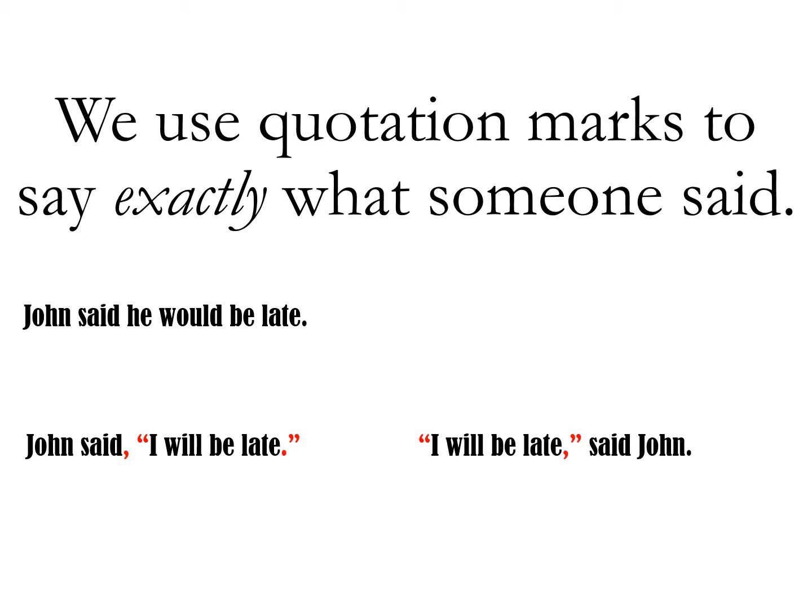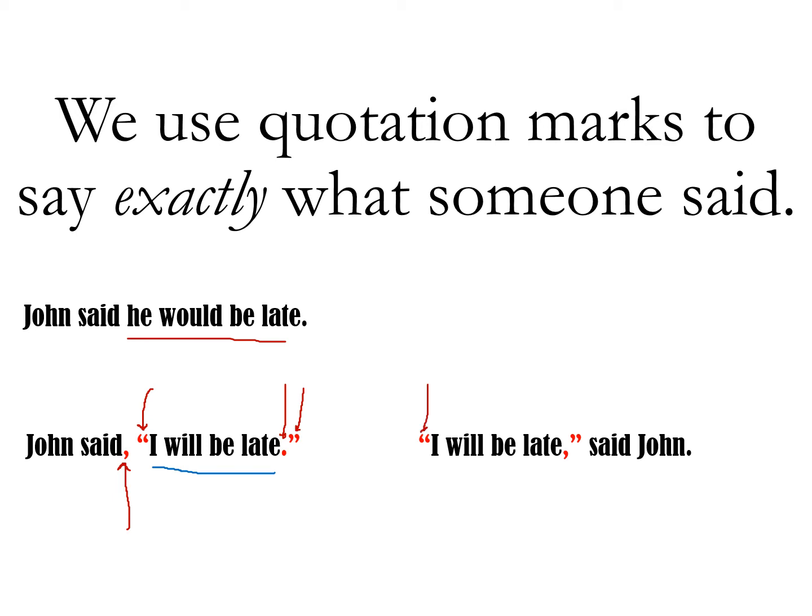We use quotation marks to say exactly what someone said. John said he would be late. Okay, John didn't use those exact words. Really, he said this. John said, comma, opening quote. Now we know that the words that come after that were really his words. I will be late. And then, because that's the end of the sentence, we have our period and we have our closing quote.